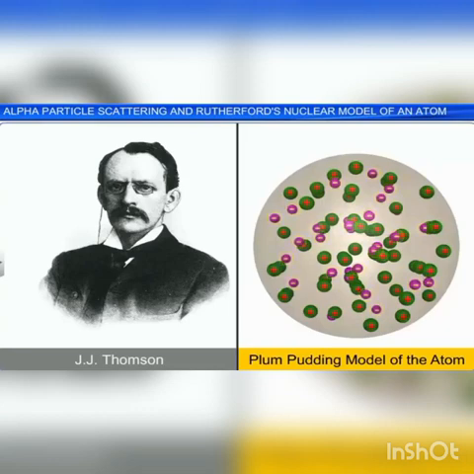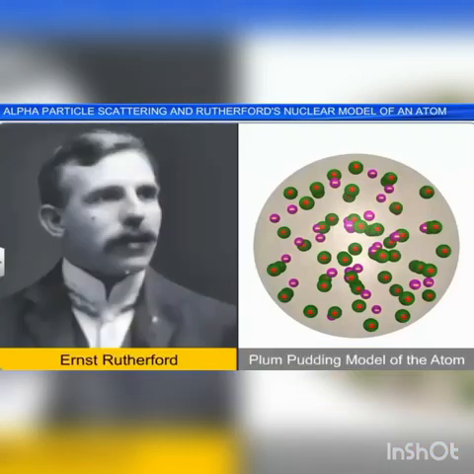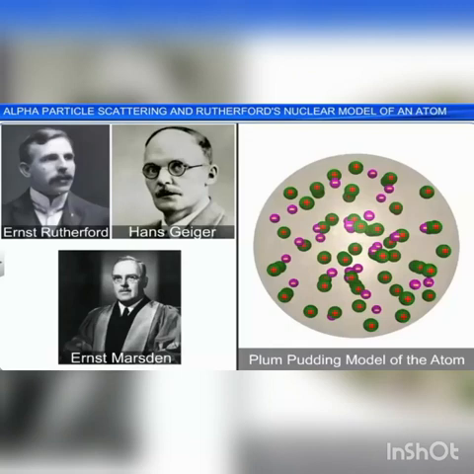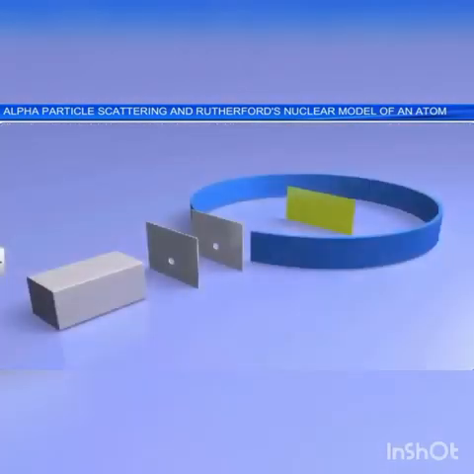But subsequently, an experiment proposed by Ernst Rutherford and carried out by his students Hans Geiger and Ernst Marsden, to understand the structure of the atom, proved that the plum pudding model of the atom was not in agreement with the results of the experiment. Rutherford proposed that the scattering of the alpha particles from atoms of an element would be helpful in understanding the structure of the atom. Let us now study and understand the Rutherford's alpha particle scattering experiment, which led to Rutherford's nuclear model of the atom.